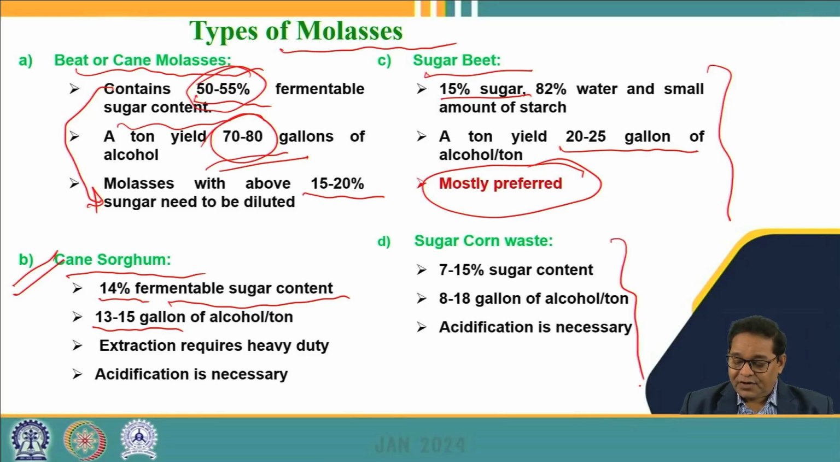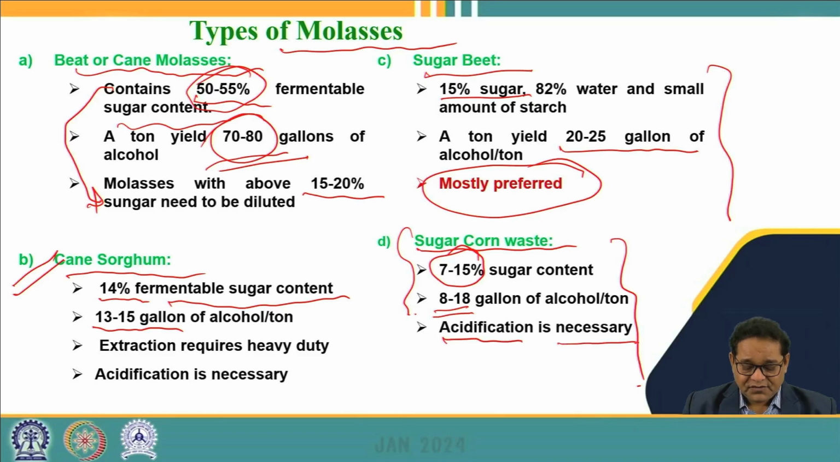And then another type is sweet corn based. Nowadays this is a kind of green initiative, where sweet corn contains around 7 to 15% sugar content and has a comparatively significant alcohol yield, around 8 to 18 gallons of alcohol per ton. So this can be used, but this type of molasses is slightly alkaline in nature, so it requires an acidification process. These are the various types of molasses we can use for fermentation in order to produce alcohol.